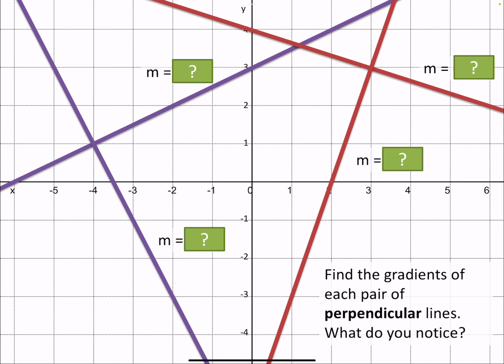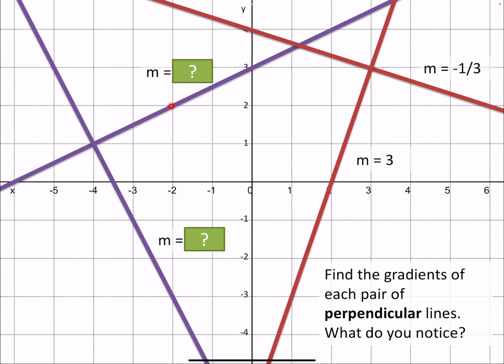Now, these lines, however, are not parallel. So let's have a look at the red lines first of all, and calculate their gradients. So the red line here, we're going to go across 1, we're going to go up 3, so that gradient is 3. And then the red line at the top, we can just about do it. We're going to go across 1, and I'm not going down a half there, I'm actually going down a third. So that gradient is minus a third.